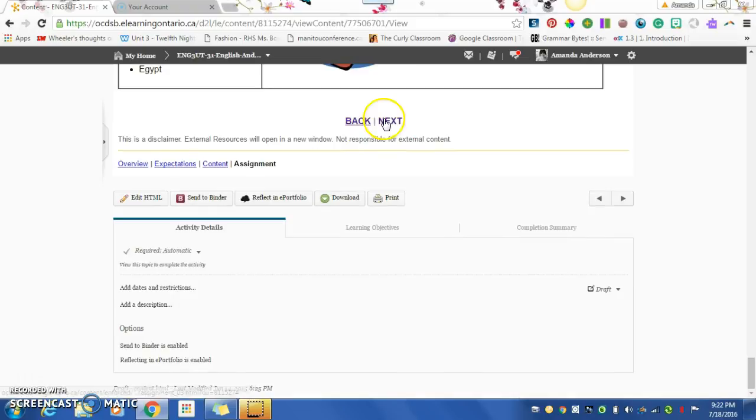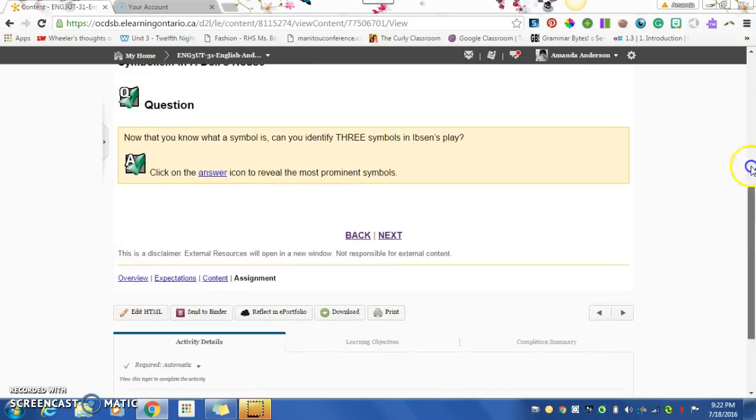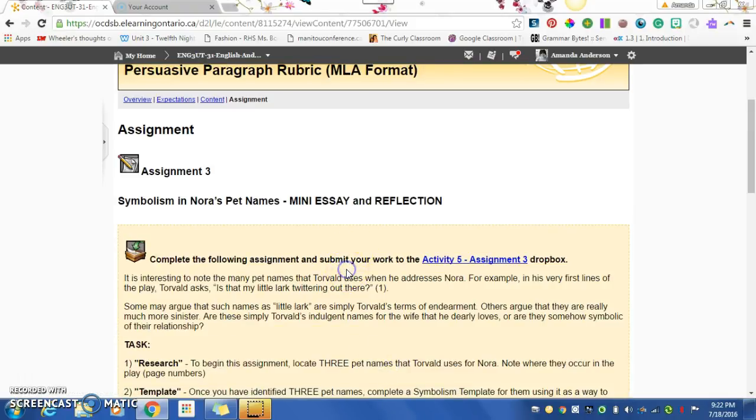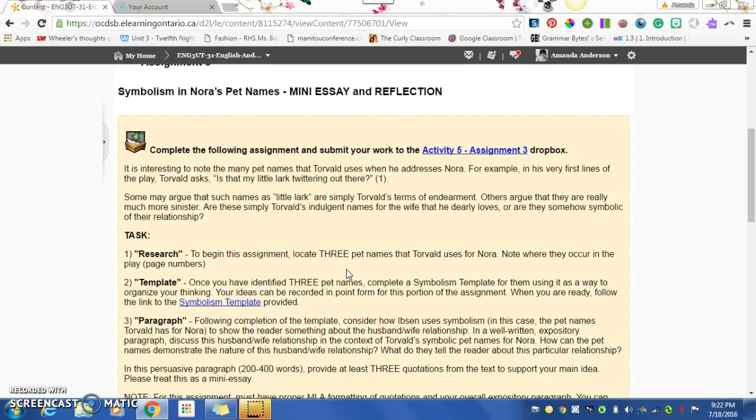So that is that. But what we are doing today, and what will take you the majority of the day, is this symbolism assignment. So I'm asking you to think about symbolism in Ibsen's play, and if you click here, it's going to give you some of the most prominent symbols in the play, but the real meat is a mini essay. So what you're going to do is you're going to focus your essay in on pet names that Torvald uses for Nora. Pet names are kind of like sweetie or honey, but Torvald uses a lot of nouns towards his wife, such as little lark.